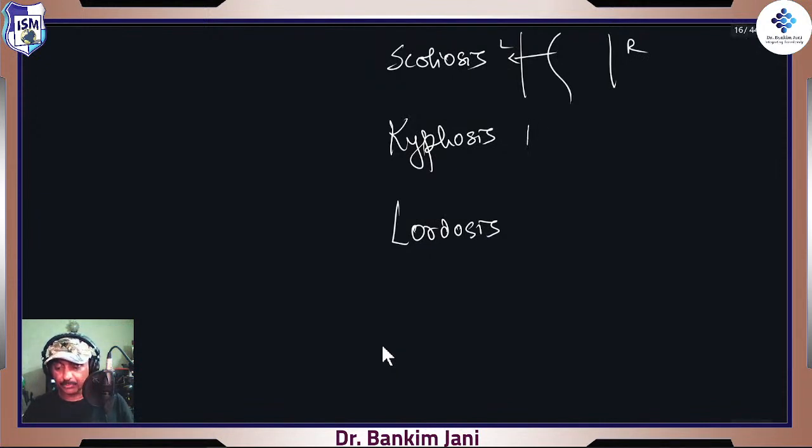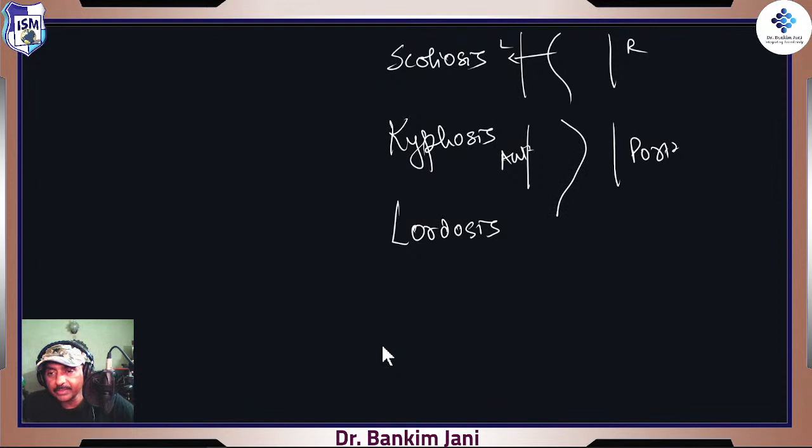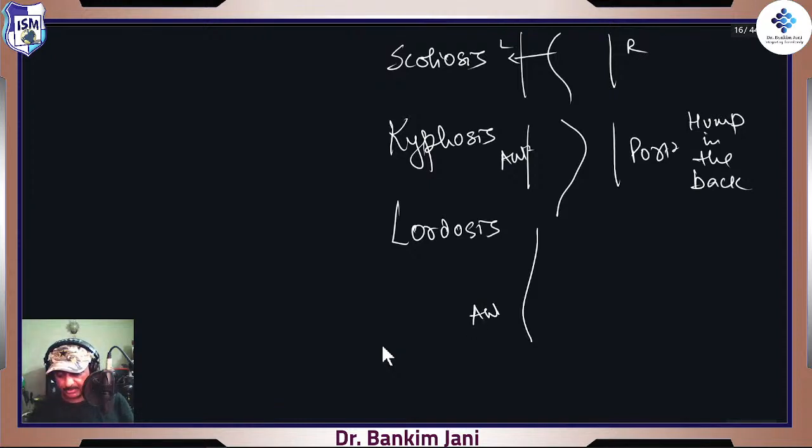Now, in kyphosis, if this is anterior, this is posterior, then there is a hump in the back. You must have seen people walk like this and there is a hump in the back, like that camel. And lordosis is in the lumbar region, where the spine instead goes inward, toward the anterior side. So this is anterior and this is, say, lumbar. That is what is called lordosis.